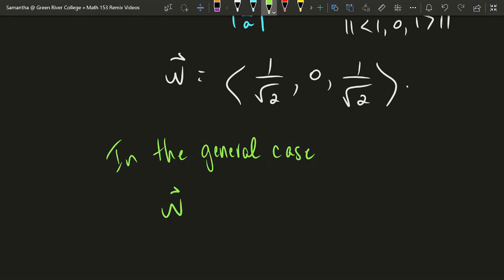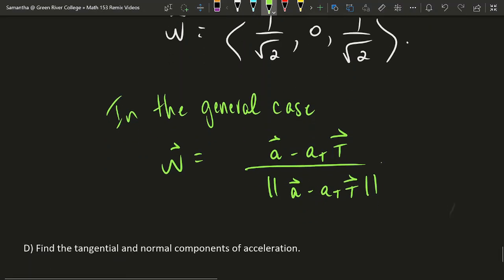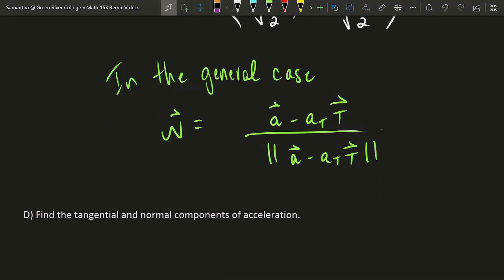The unit normal vector can be found by taking a minus a sub t times T and dividing out the length of that quantity. It's really nice when a sub t is equal to 0. It simplifies very nicely. But even if a sub t is equal to some other number, you can still find the unit normal using this overall method.